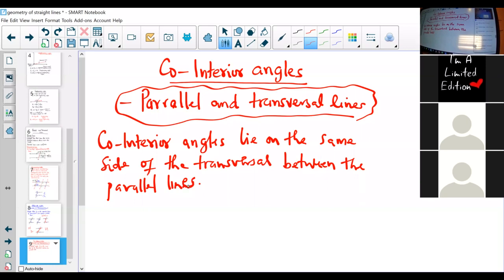And one very important point is co-interior angles are supplementary. Co-interior angles are supplementary.